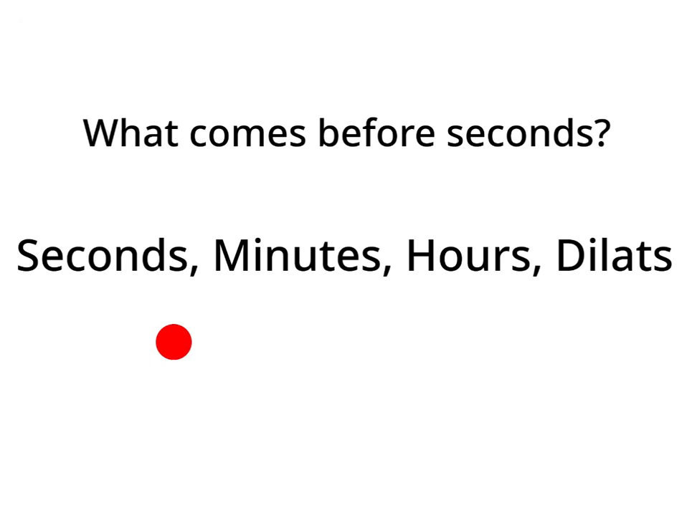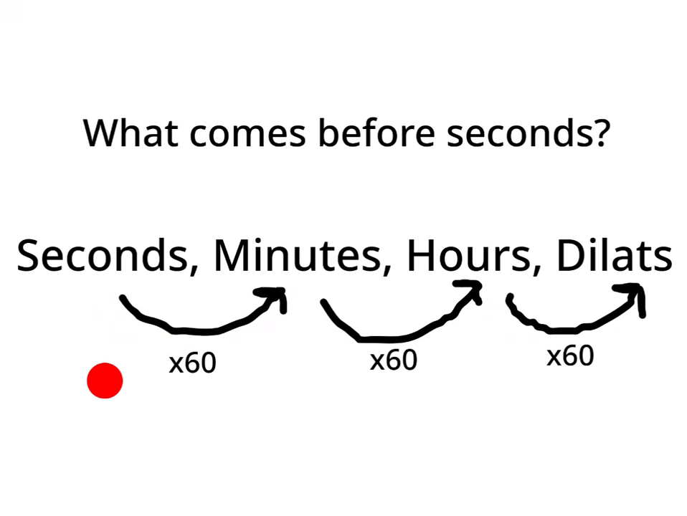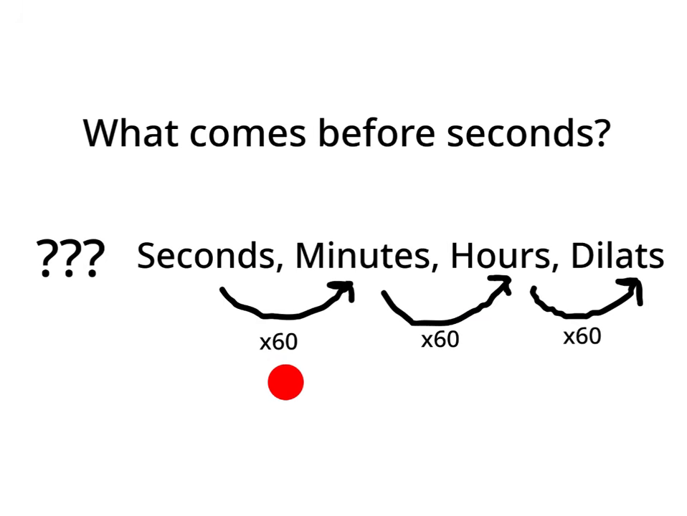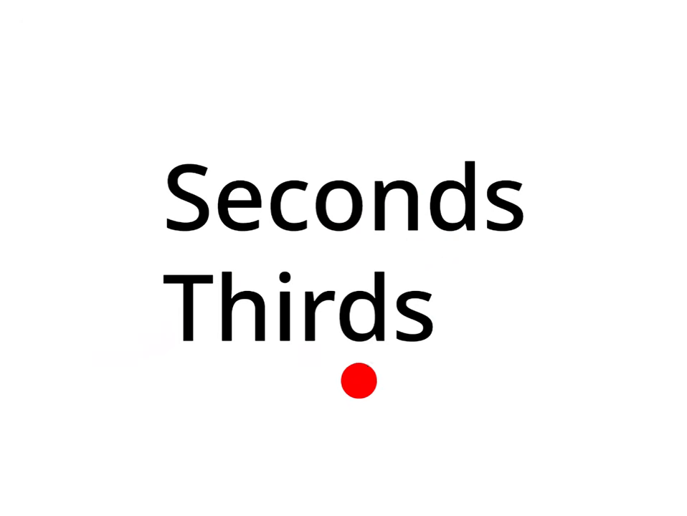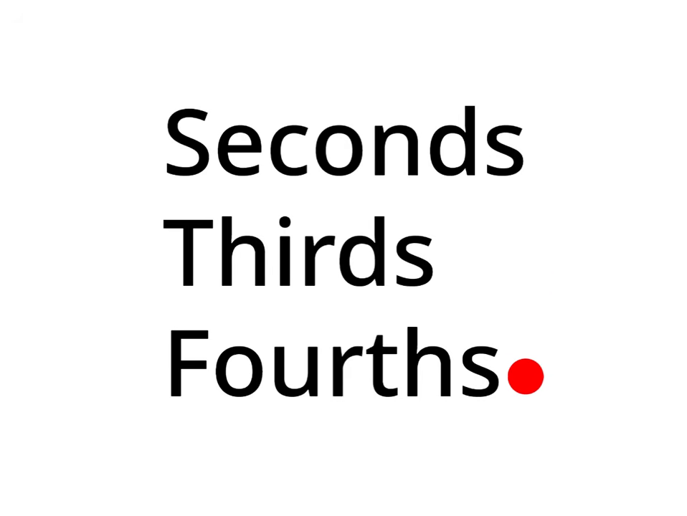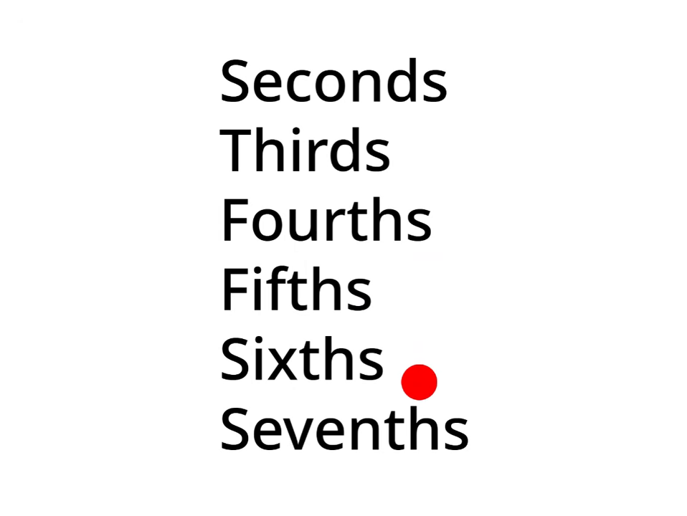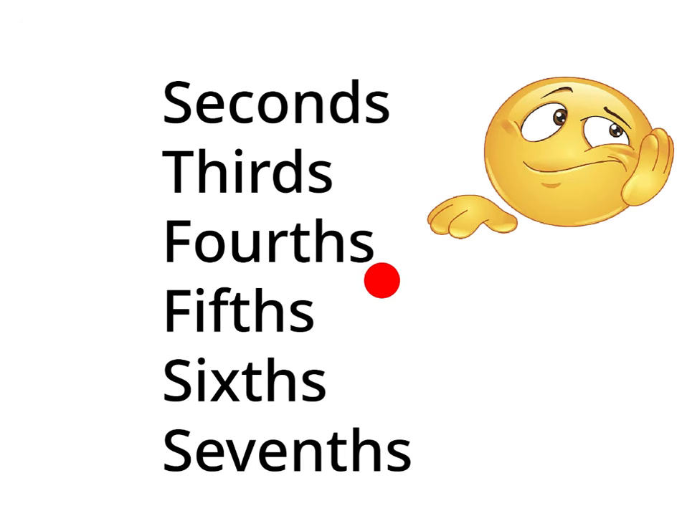So we know about our casual seconds, minutes, hours, dilits, and they go up in multiples of 60. But what comes before seconds? To find out, we need to divide by 60, because these are just magnitudes of 60. So you might think we could use thirds, because a lot of different languages use thirds that come before seconds. A third would be a 60th of a second, and then a fourth would be a 60th of a third, and so on. But this isn't actually what I'm going to do, because this is just kind of boring to me, to be honest.